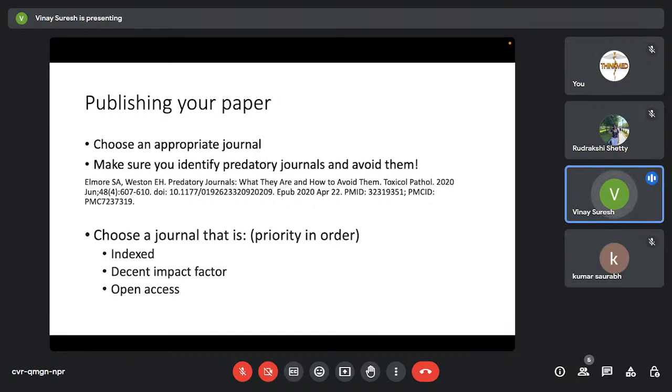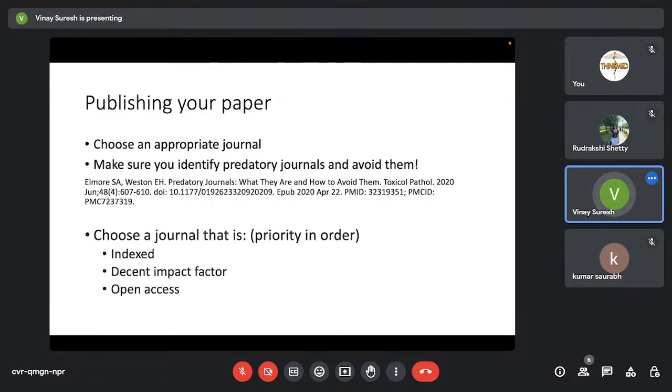So always choose a journal that is indexed. I'm speaking in priority order. So it should be indexed. It should be indexed in PubMed, Embase, any known database. It should have a decent impact factor. Search what an impact factor is, search what an H index is, learn what these parameters are for a journal, and always choose a journal which has a decent impact factor, preferably more than one, right?